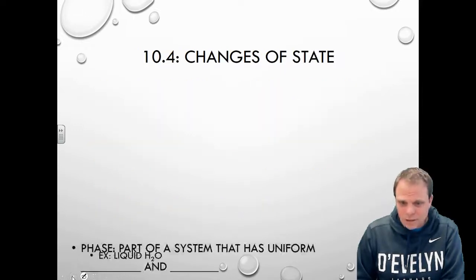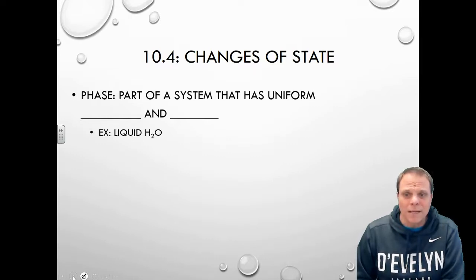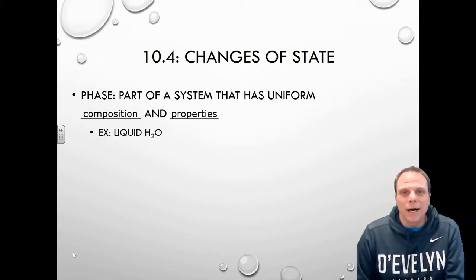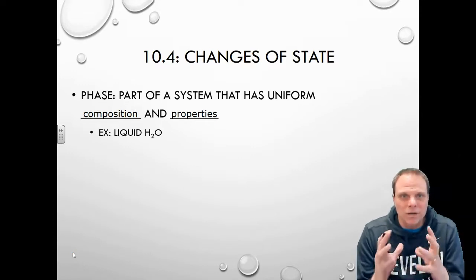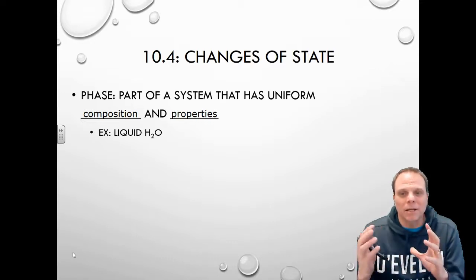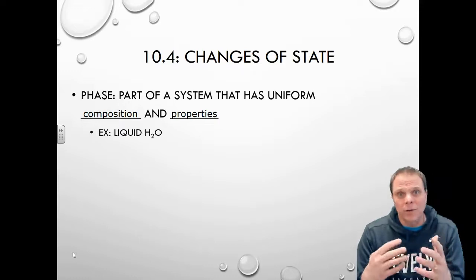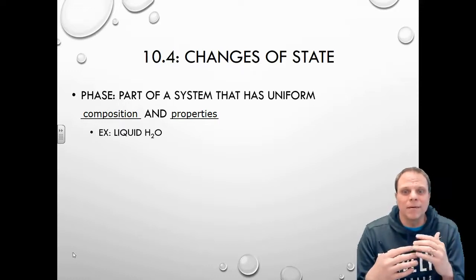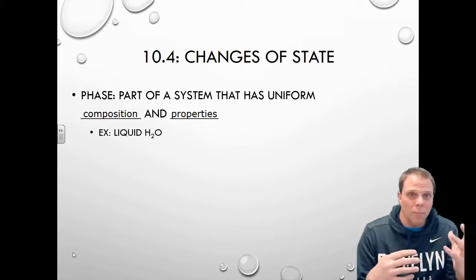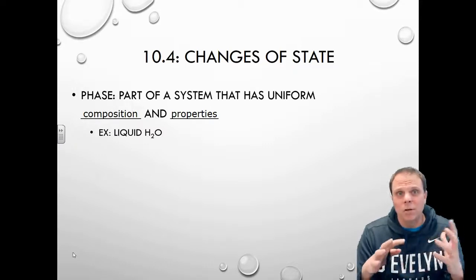All right, so let's look at our changes of state. So first of all, a phase: a part of a system that has uniform composition and properties. When we talk about a system here, you can just imagine an enclosed environment of some sort that we can measure things with. So a phase is going to be something that has uniform composition and properties. Imagine liquid water would be the phase, and you could have solid water, and you could have solid and liquid water together, but the part that has a uniform composition and properties might be the water part, versus the solid part, which would have its own phase, its own composition and properties.